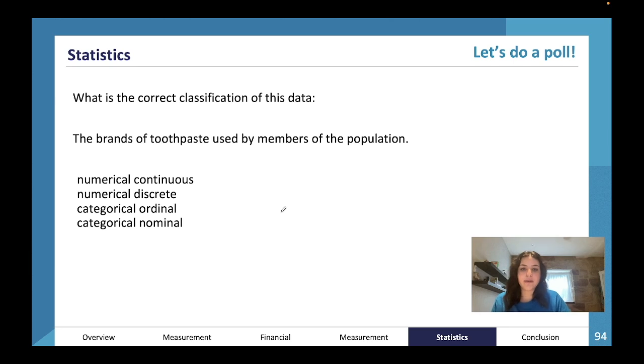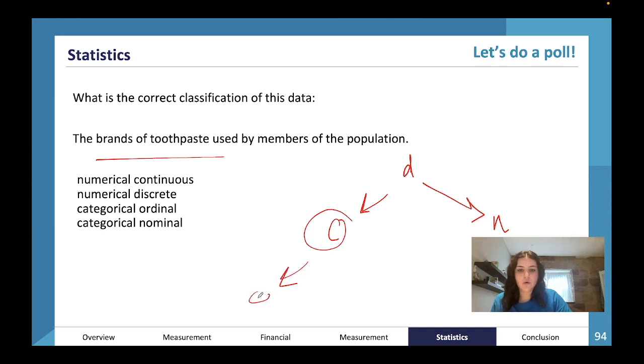The brands of toothpaste used by members of the population. So we have our data. Is it categorical or is it numerical? Brands of toothpaste is a categorical piece of data. Now, is it ordinal or is it nominal? Is there an intrinsic order, like there are ranks, or is it just different categories? It is just different categories. So categorical, ordinal.